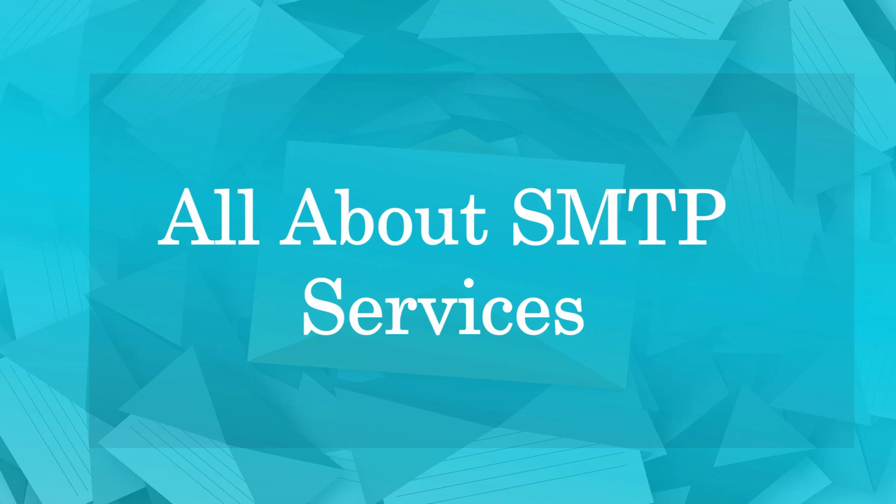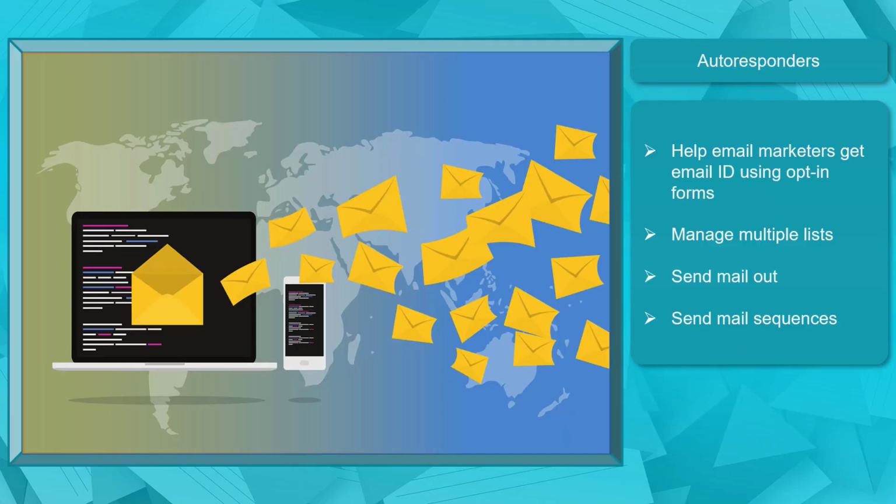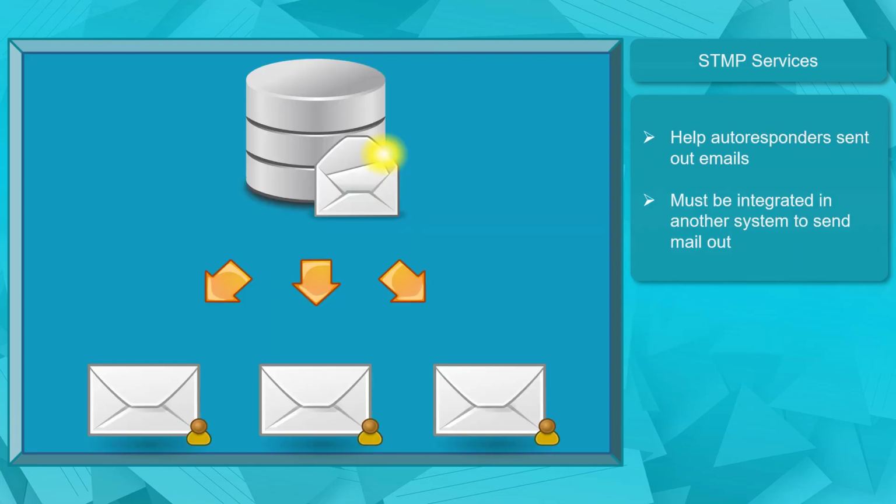Let's get started. Autoresponders are one way of sending out email marketing campaigns to your mailing list. They help email marketers get the email IDs of their customers using opt-in forms, manage multiple lists, and send mailouts and mail sequences. On the other hand, SMTP services are meant to do one thing. That is to help autoresponders send out emails.